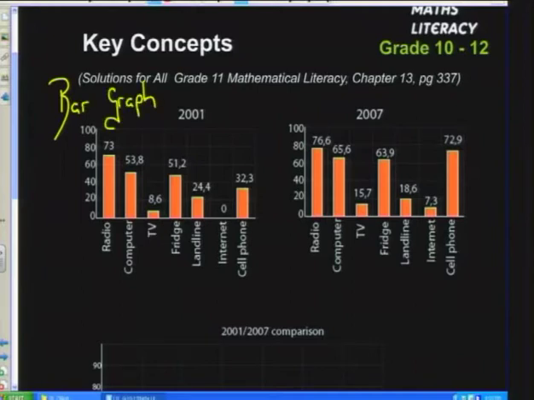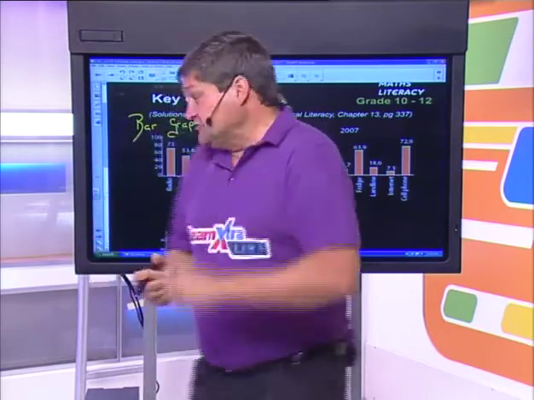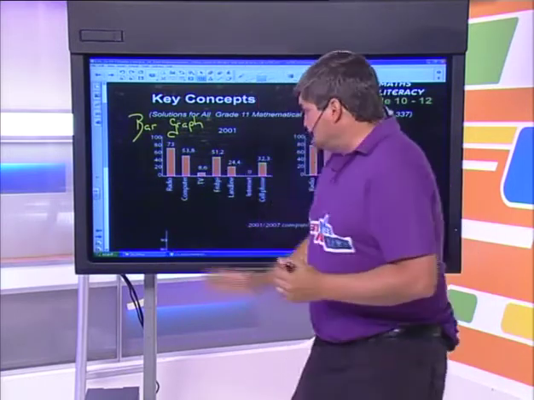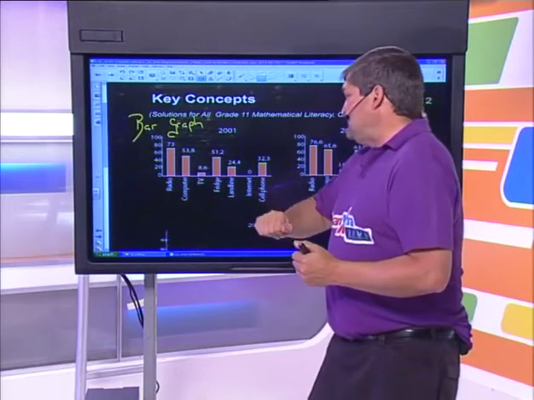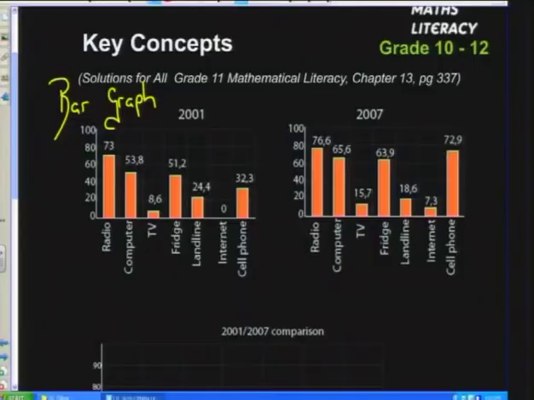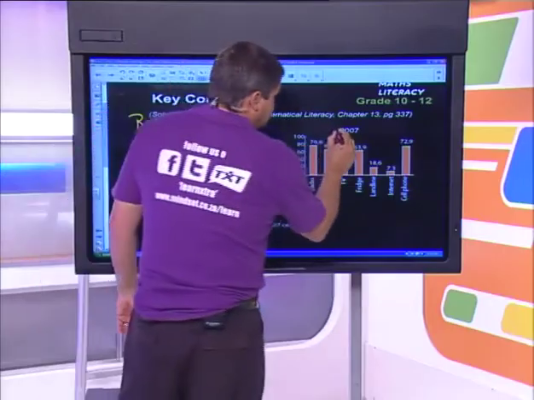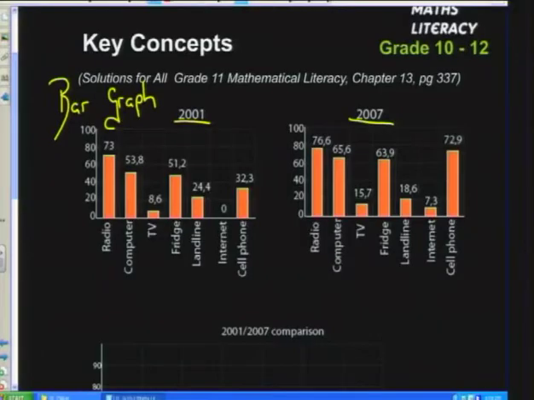Now let me just explain what that graph's about. Basically what happened is someone's gone and done a kind of survey, and they've gone to different households and said, how many of you have a radio in your home? How many homes have a computer? How many homes have TV? How many homes have a fridge? How many homes have a landline telephone? How many homes have internet? How many homes have cell phones? And they did that survey in two different years. The first year they did it was in 2001, and the next year they did it was in 2007.